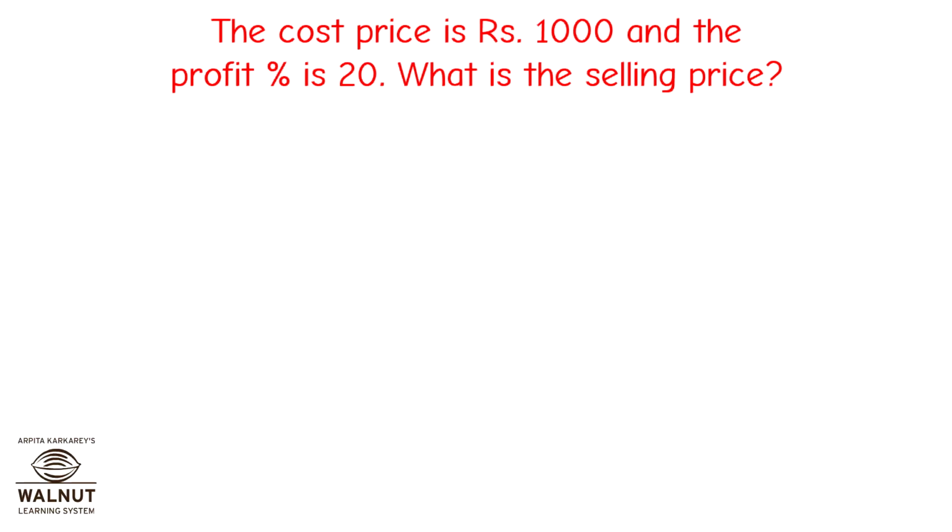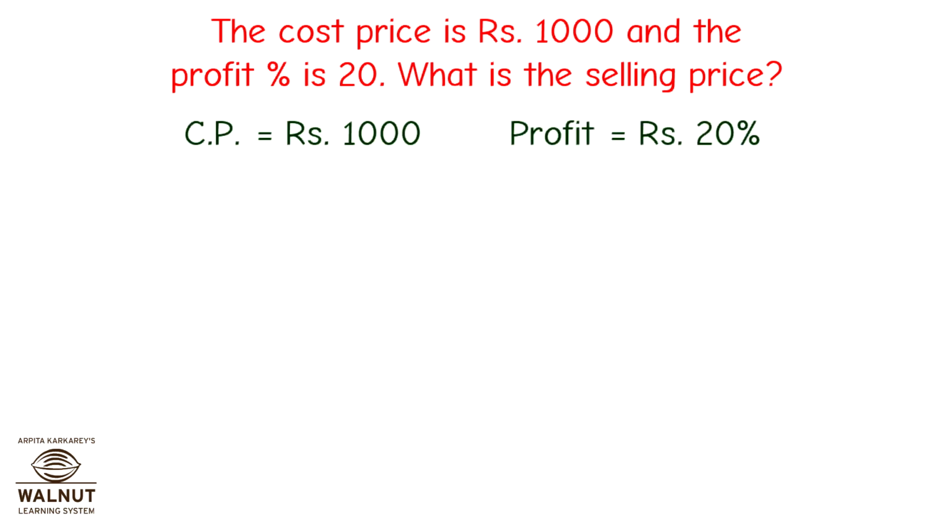The cost price is rupees 1000 and the profit percentage is 20. What is the selling price? Now the profit percentage is 20. That means for rupees 100 CP, the profit is rupees 20. So here we can say for rupees 100 CP, the selling price is rupees 120. So for rupees 1000 CP, what is the selling price?